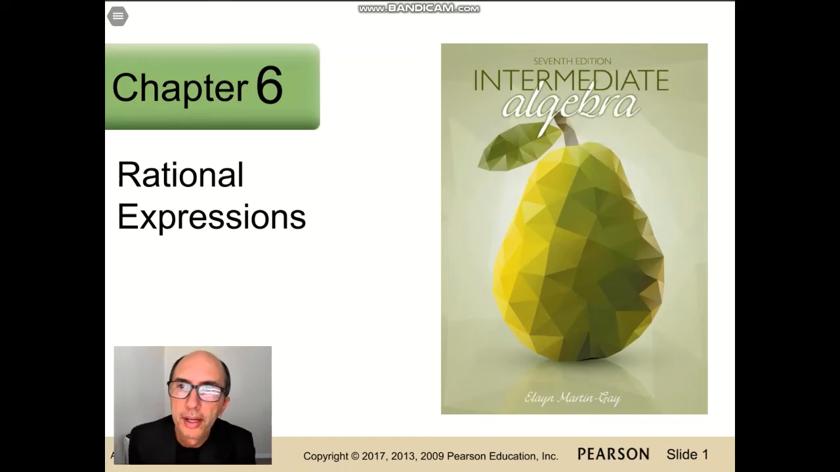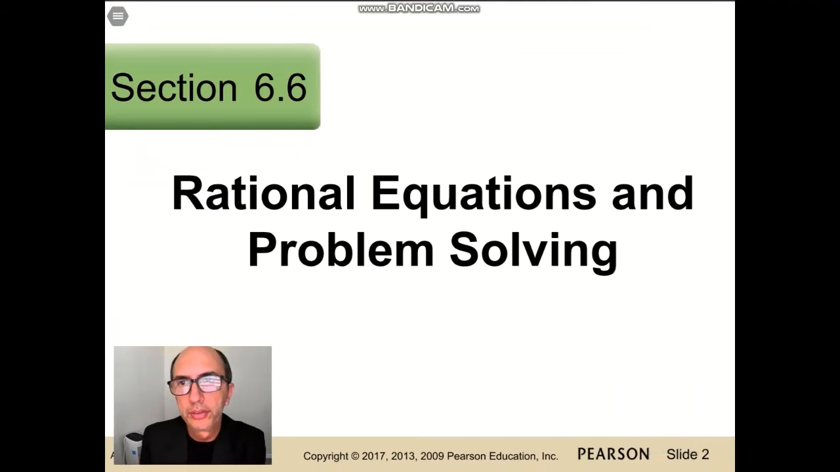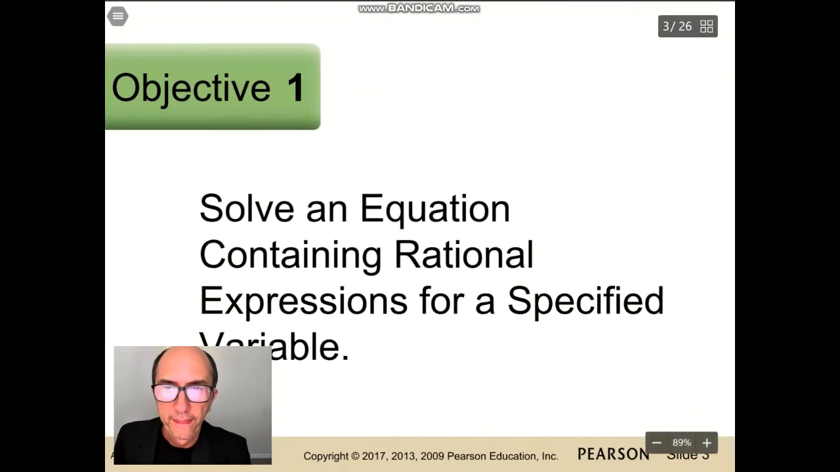Hello, welcome back. We are on chapter 6, Rational Expressions, and we will work today on section 6.6, Rational Equations involving problem solving. Objective 1 is to solve an equation containing rational expressions for a specified variable.